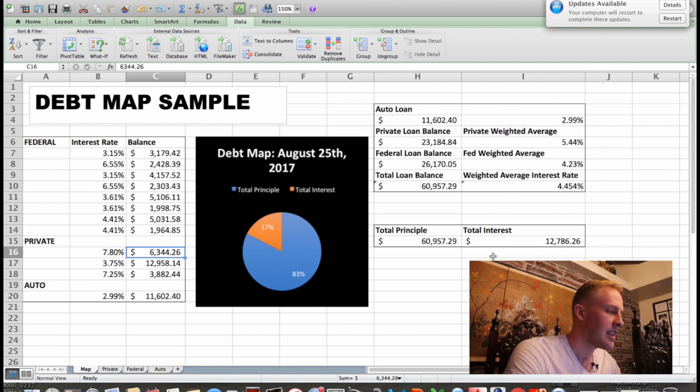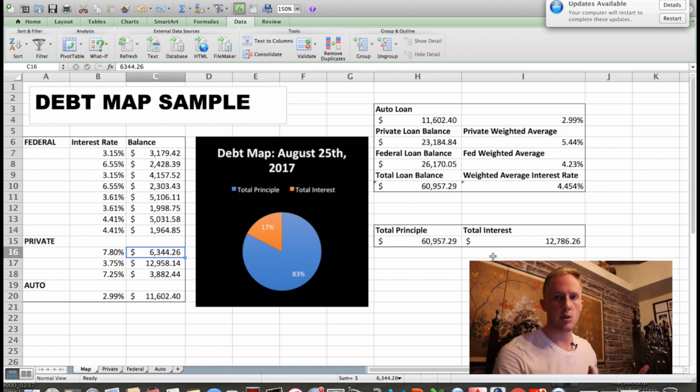This is a no-brainer. And there's no excuse not to use the avalanche method these days because we have these modeling tools like Excel that make it super easy for us to visualize this and see what the most effective strategy is for our personal finances.